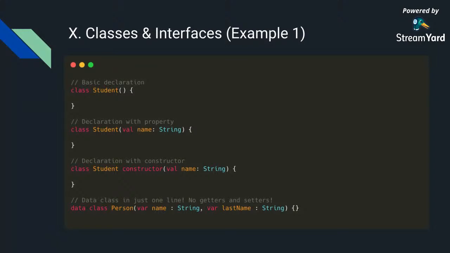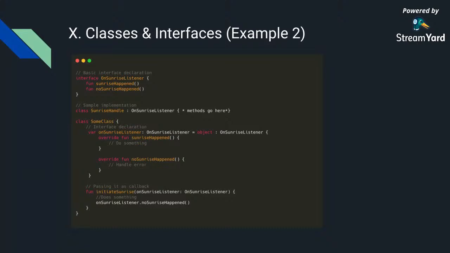Okay, so that's classes and interfaces. Now let's take a look at interfaces in general, just a quick overview. I know there's a lot happening here, but let's try to understand what's happening. Just the way you declare an interface in Java, you can declare an interface in Kotlin using the interface word, and then have any methods that you want to write.